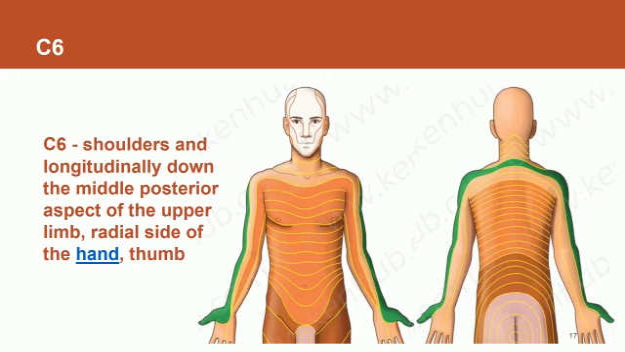C6. C6 goes in a direct line from the anterior shoulder down to the base of the thumb and then into the thumb.